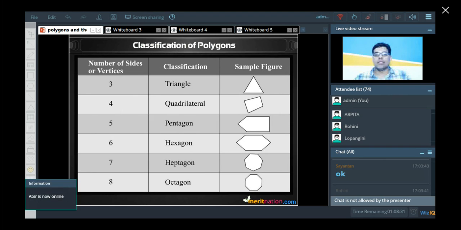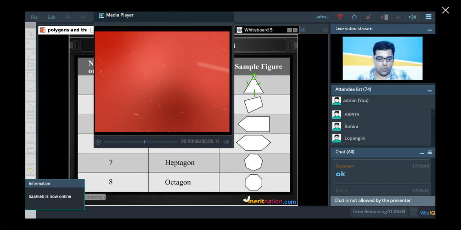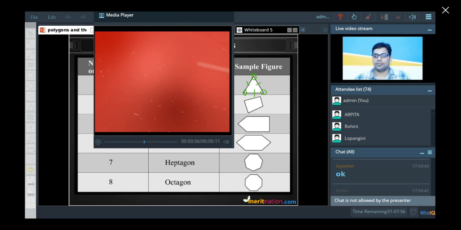Next, we have the classification of polygons. Polygons are classified according to the number of sides or number of vertices. For example, first is given as a triangle. In a triangle, we know the number of sides or the number of vertices is 3: 1, 2 and 3. Therefore, it is called a triangle.